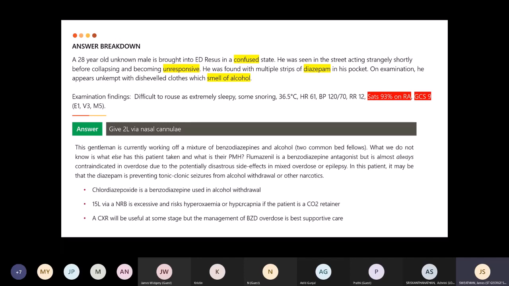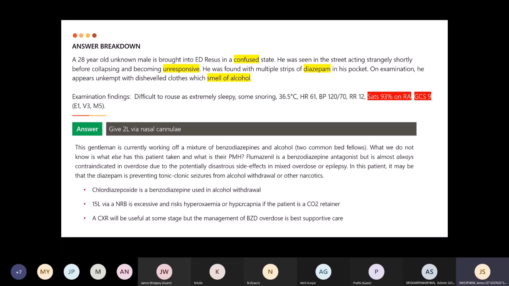We don't know anything about this guy. We don't know his past medical history. We don't know if he's a long-term smoker. We don't know what he's taken. We're making assumptions here. So what I've said was this guy is working off a mixture of benzos and alcohol, which very, very commonly happens side by side. We don't know what else they've taken. We don't know their past medical history.